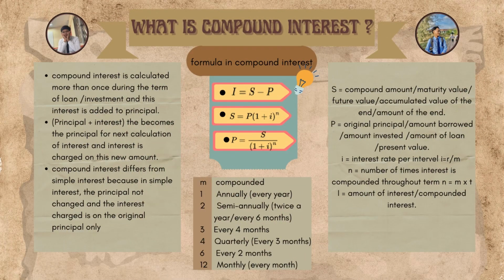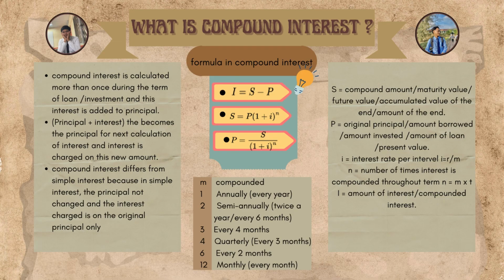Okay, hello guys. So today we want to discuss compound interest. Compound interest is calculated more than once during the term of a loan or investment, and this interest is added to the principal. Next, principal plus interest become the new principal for the next calculation of interest, and interest is charged on this new amount.